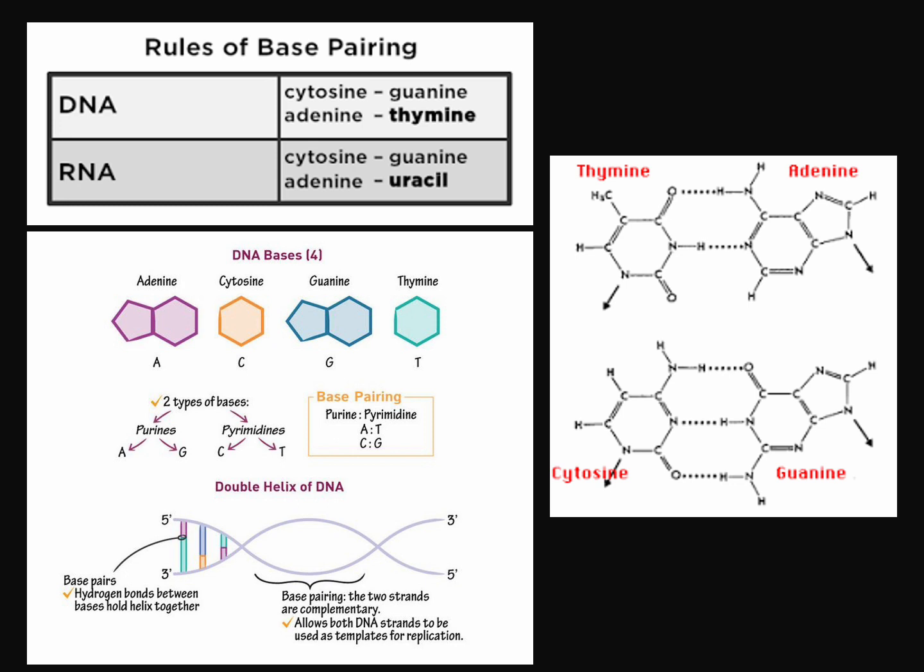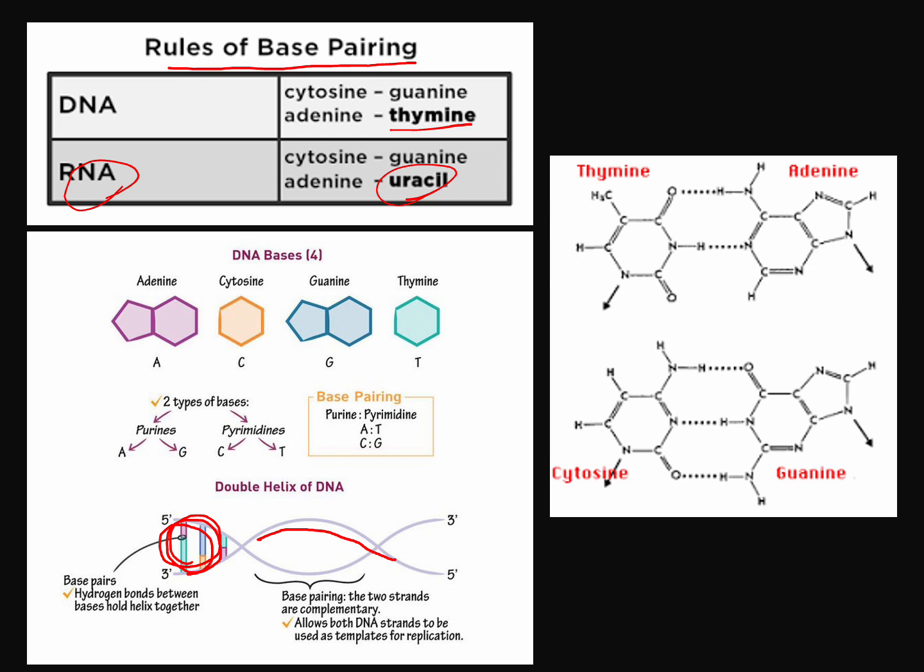Now, how are the 2 strands of DNA sticking together? We know it has a sugar-phosphate backbone, but what about the nitrogenous bases? How are those sticking together? So we need to understand the rules of base pairing. Cytosine always binds to guanine. Adenine always binds to thymine. And of course, in the case of RNA, thymine is replaced with uracil. But these always bind with each other on either side of that double helix.